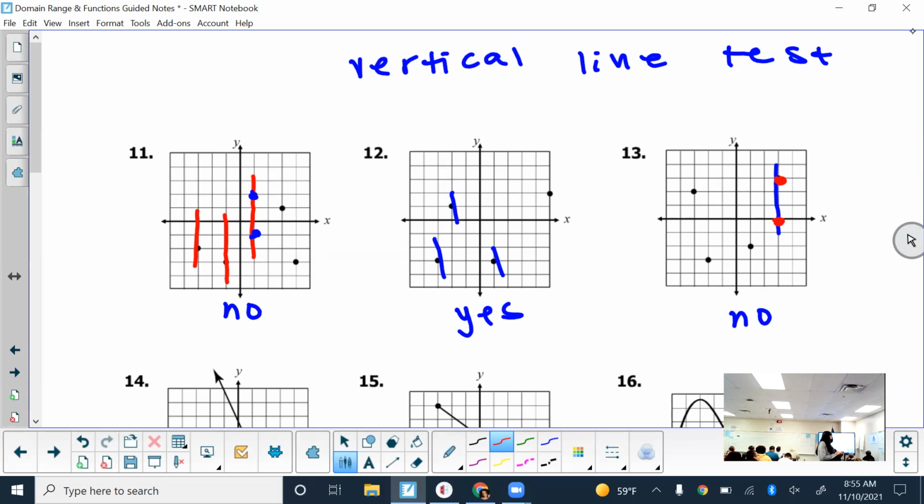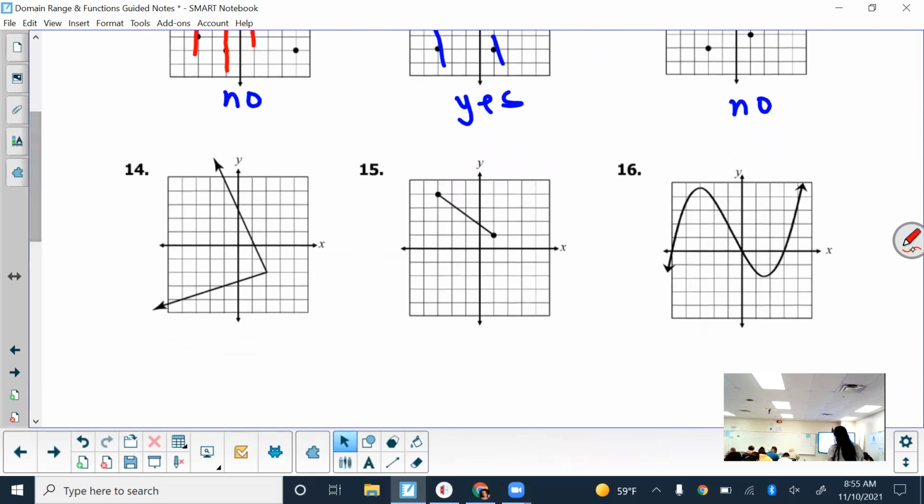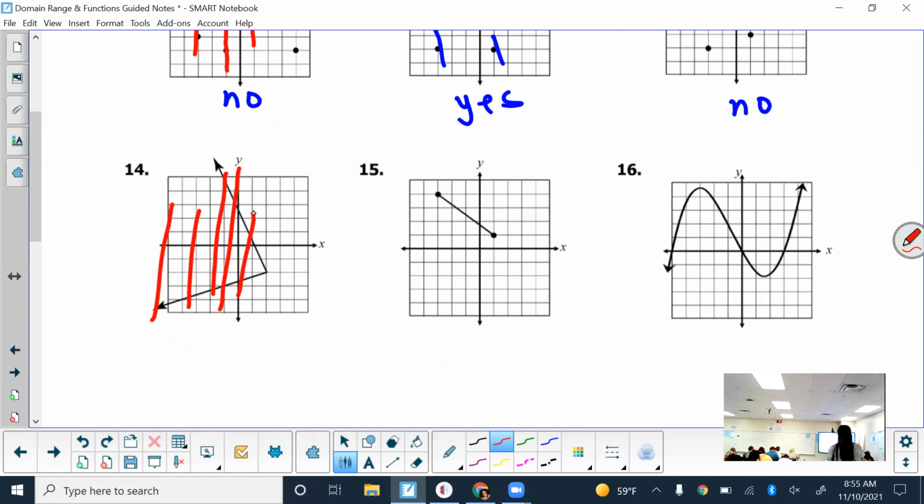All right. 14 through 16. Use your vertical line test. So draw your vertical lines. Oops, that's not vertical. All right, pretend that they're perfectly straight lines. Does it ever hit at more than one spot on the line? Yes, like here and here, or here and here. It just has to fail once for it to not be a function. So 14 is not a function.